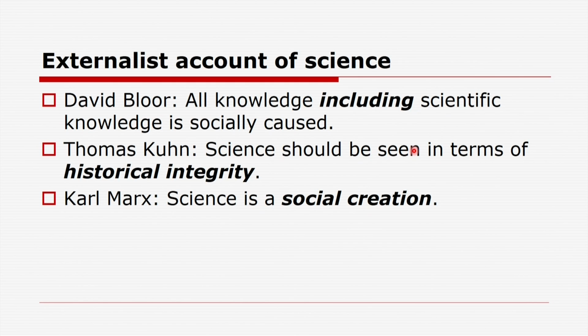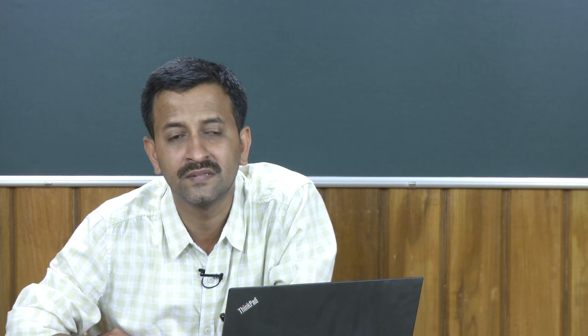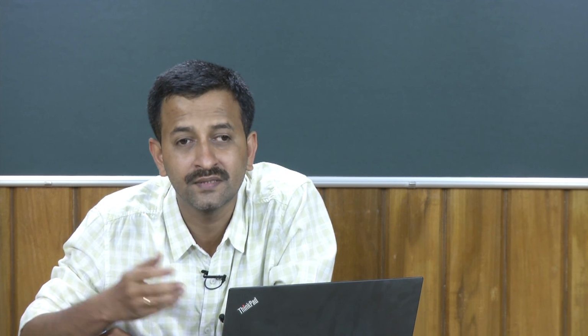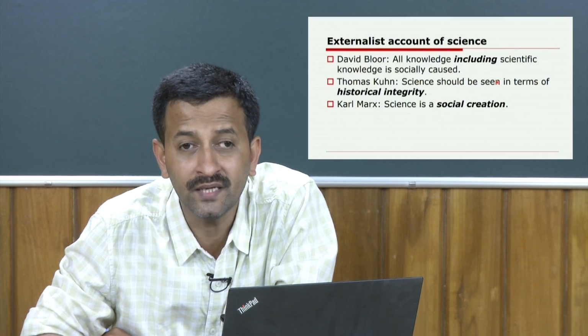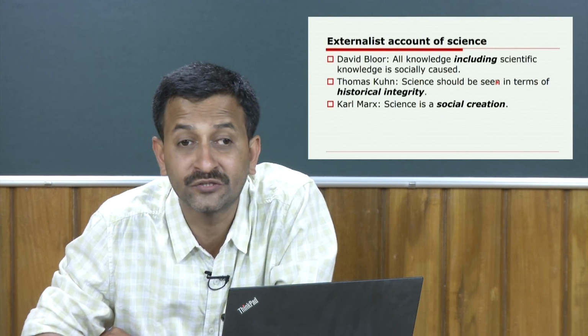Even before this, Marx said, what is science? Science is a social creation. Science is not an abstract creation of some excellent mind; it is always a byproduct of human action. Human action mediated by social norms, social values, social institutions.